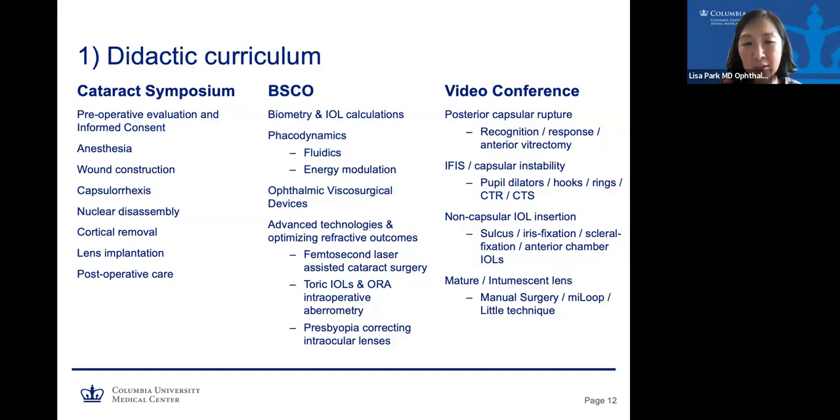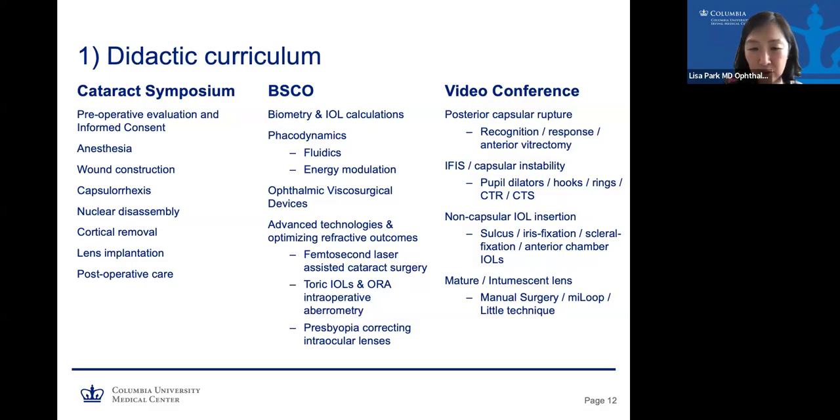The second is we actually have in January a month-long didactic course that includes the basic science course in ophthalmology, where we talk about all of the theories and principles that underlie phacoemulsification. So this includes an extensive conversation about biometry and IOL calculations, the phaco-dynamics, which include how do we modulate our energy and how do we adjust our fluidics. We talk about protection using ophthalmic viscosurgical devices. And then we talk about advanced technologies and optimizing our refractive outcomes.